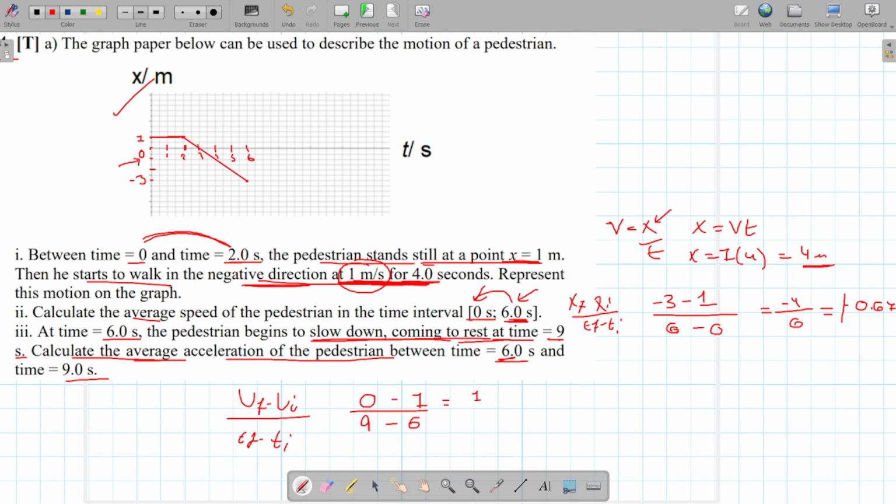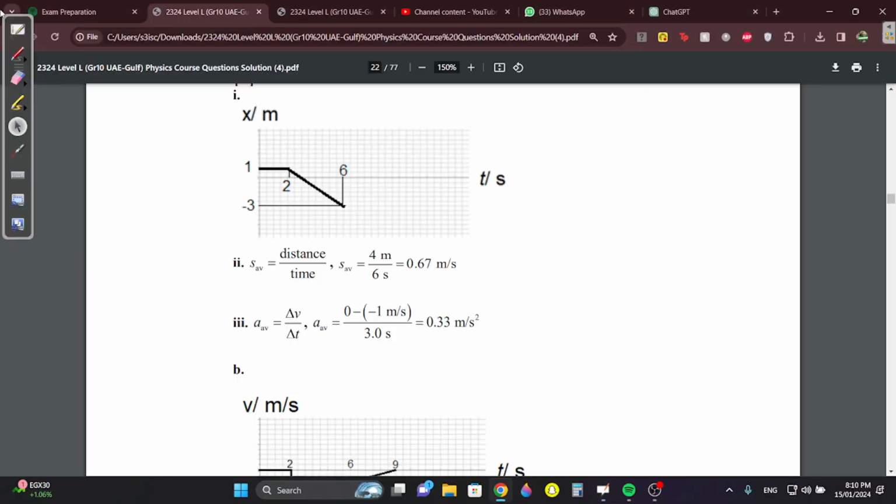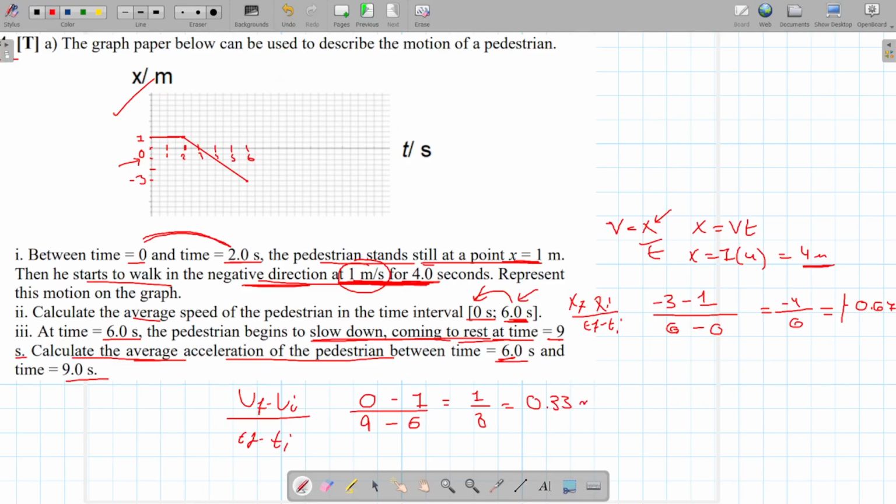You get 1 over, this negative, no, 1 over 3, which is 0.33. Is this correct? Yes, it is. Meters per second squared. Always put the unit. So this is your acceleration.